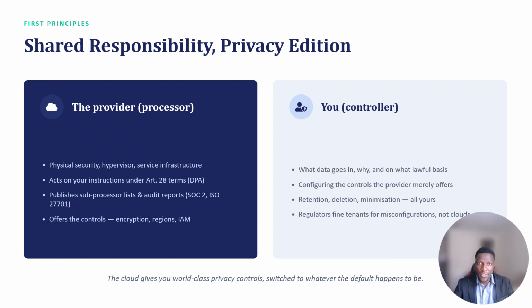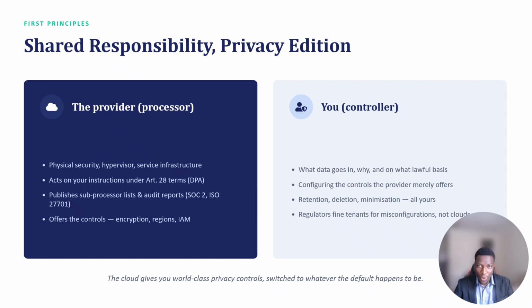Start from the shared responsibility model, the privacy edition, and notice it's just module 2's controller-processor relationship wearing cloud clothes. The provider is your processor. It secures the physical layer and the service infrastructure, acts on your instruction under Article 28 data processing terms, publishes a sub-processors list, and also publishes audit reports. And also, most importantly, it offers the controls.